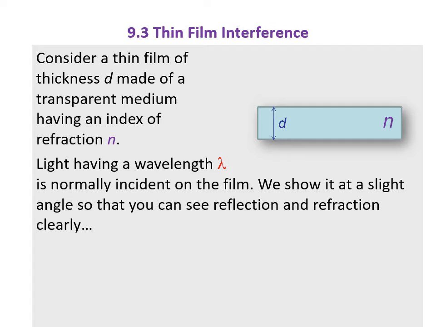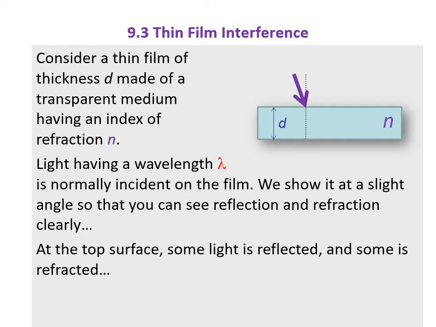For thin film interference to occur, we have to make an assumption that the light is incident normally, not at some angle with respect to the 90-degree line. We show it at a slight angle. We have to assume that the light is normally incident, but I'm showing you at a slight angle so you can clearly see reflection and refraction.